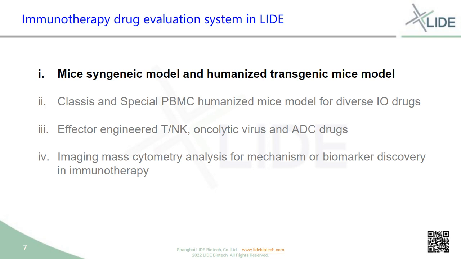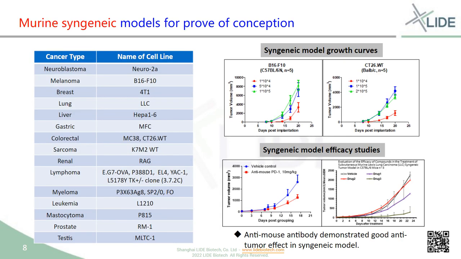I divided the main topic into 4 parts. Before we talk about the humanized model, we start with the syngeneic mice model and the humanized transgenic mice model, which use the mouse immune system for cancer irradiation. Some antibodies recognize not only the human antigen but also the mouse antigen, so it's easier to run a classic syngeneic mice model for quick tests.